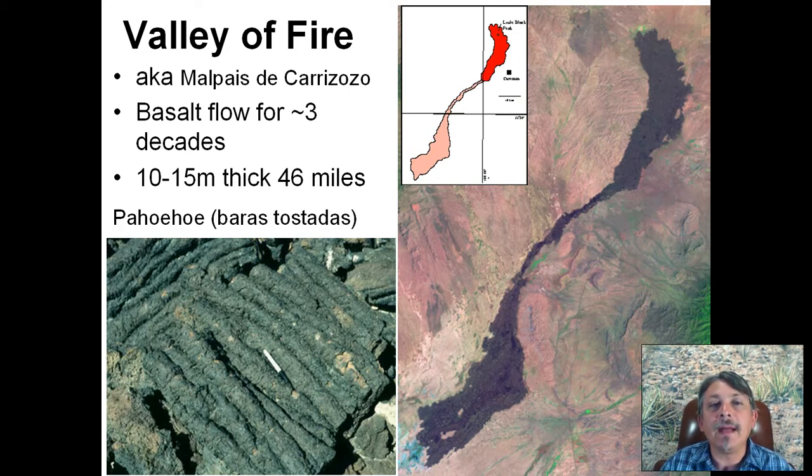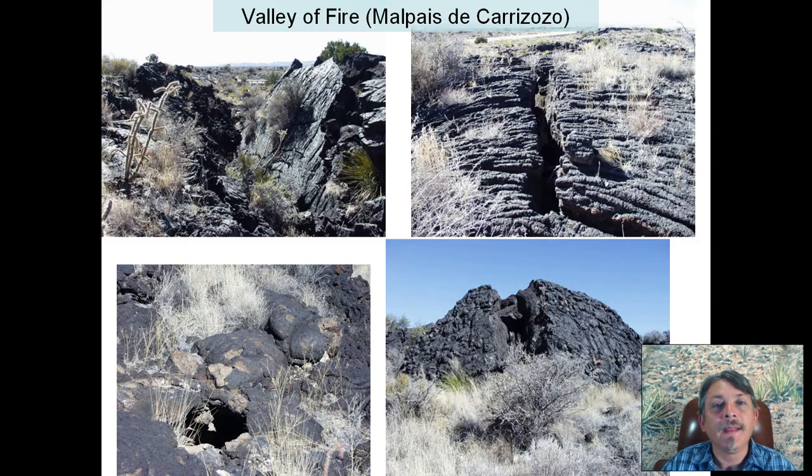This one is called the Malpais de Carrizozo, which is in south central New Mexico, also known as the Valley of Fire State Park. And this is the same place, Valley of Fire State Park, and you can see the different types of lava. So what happens is when the lava surface cools, the center is still liquefied.